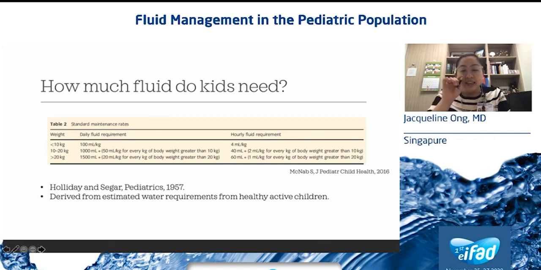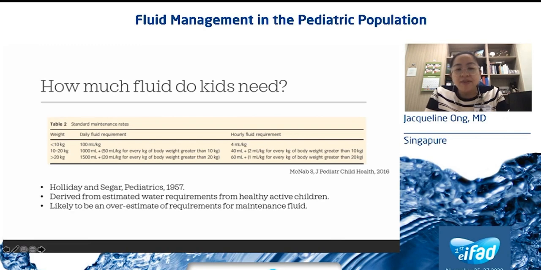And you will see that you can either use a 4-2-1 rule, which is on the right-hand side for the hourly fluid requirement, or a daily fluid requirement based on the weight of the child. So based on this formula, a child who is 20 kilos would get 1,500 ml of fluid. I'm going to say that it's likely an overestimate of requirements for maintenance fluid in non-dehydrated children. The fluid requirements are from children who are active and healthy and really not the same as children who are sick and hospitalized, and in children who actually are not dehydrated in the first place.